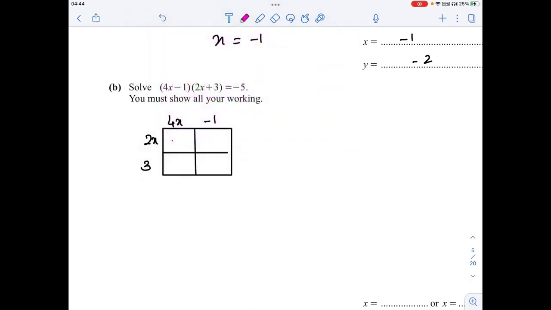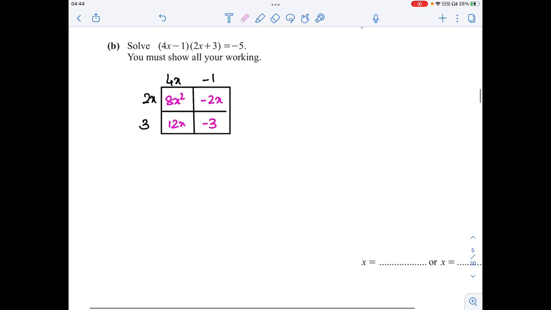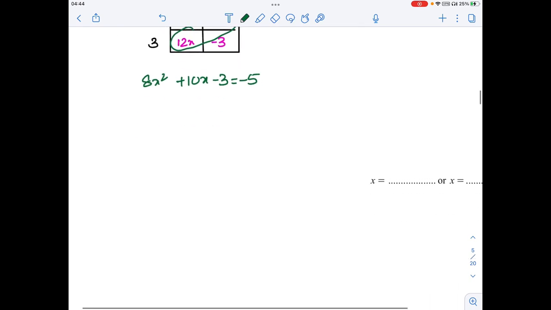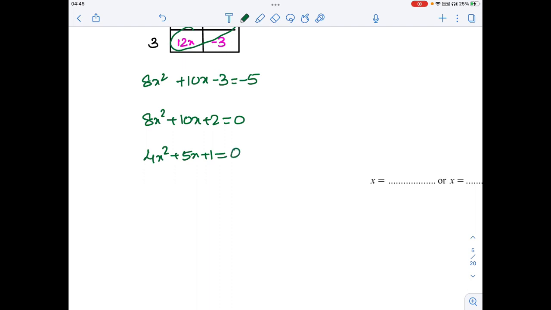4x times 2x is 8x square. 2x times minus 1 is minus 2x. 3 times 4x is 12x. 3 times minus 1 is minus 3. So what does that become now? 8x square, and when I add 12x minus 2x, that is 10x, minus 3 equals minus 5. So I get the quadratic equation as 8x square plus 10x plus 2 equals 0. Divide by 2: 4x square plus 5x plus 1 equals 0.